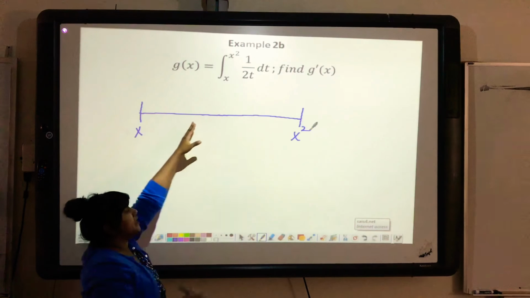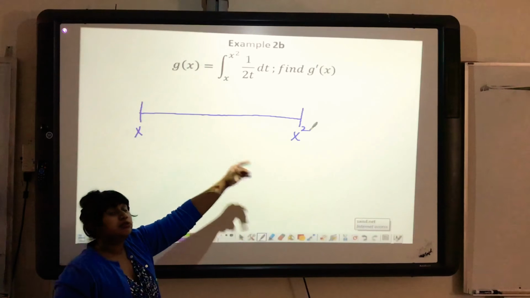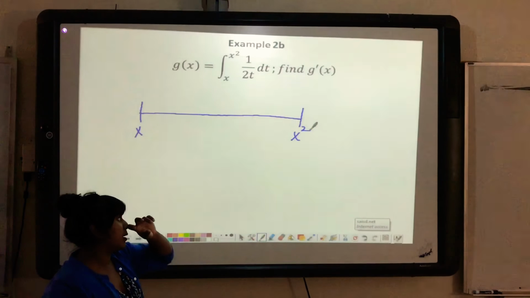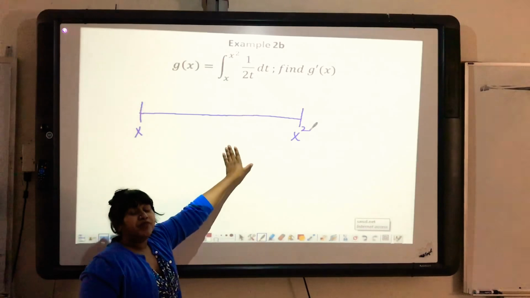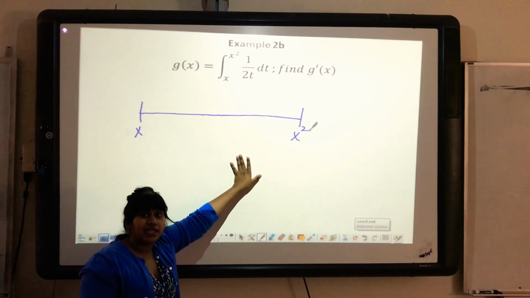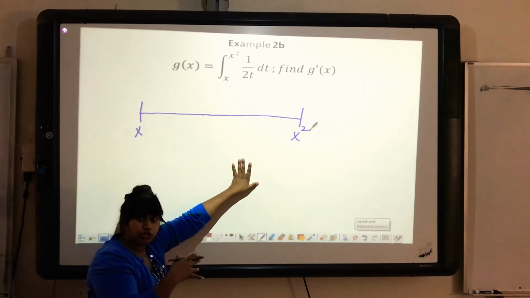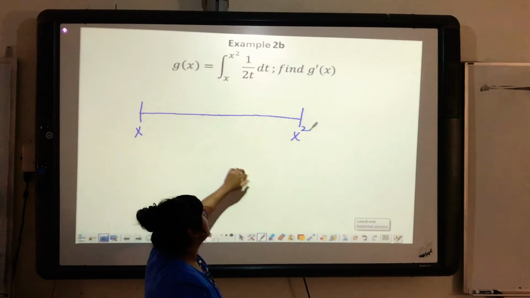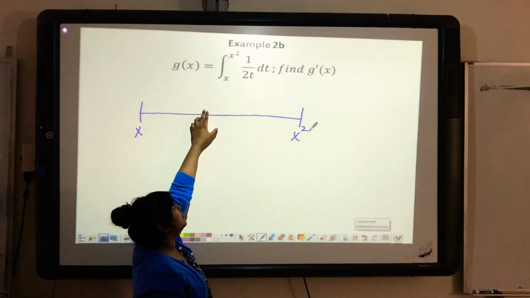Do we agree that our interval goes from x to x squared? Okay, that's what's set up by my definite integral, my parameters from A to B. That's our interval. So what we're going to use is the property called additivity from integrals. You learned this in Unit 6. If you didn't learn it, now's your opportunity to go back and double check those 5 properties I gave you.